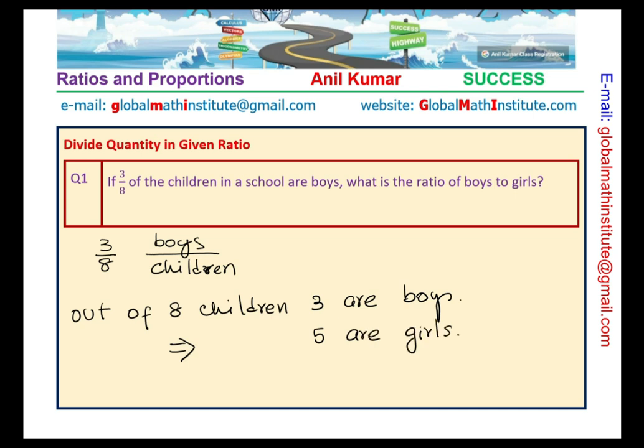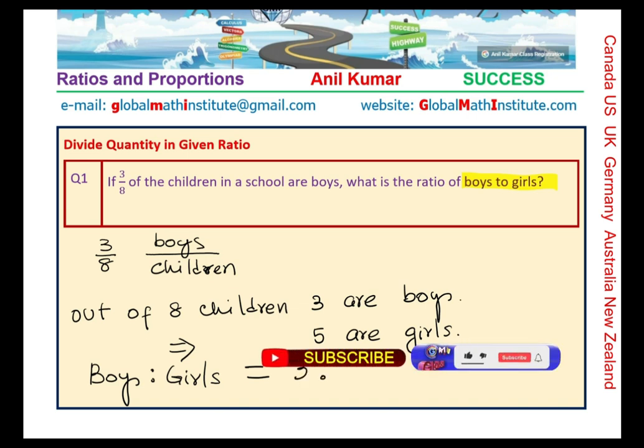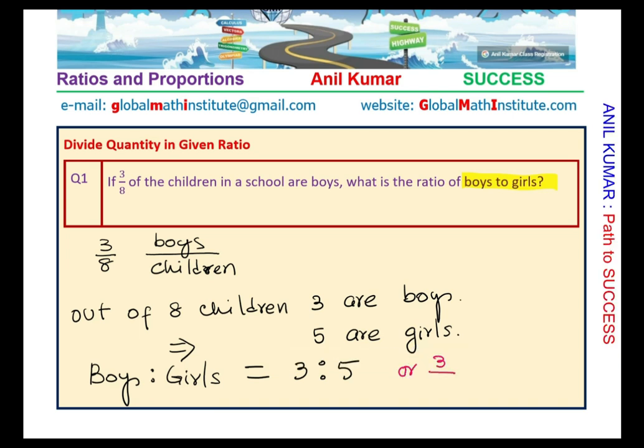Makes sense. Now we need to find the ratio of boys to girls, right? So the ratio of boys to girls will be what? 3 to 5. Is that clear to you? So you could write in this form 3 is to 5, or you could also write 3 by 5. You get the idea. So that is how we are going to answer this particular question.